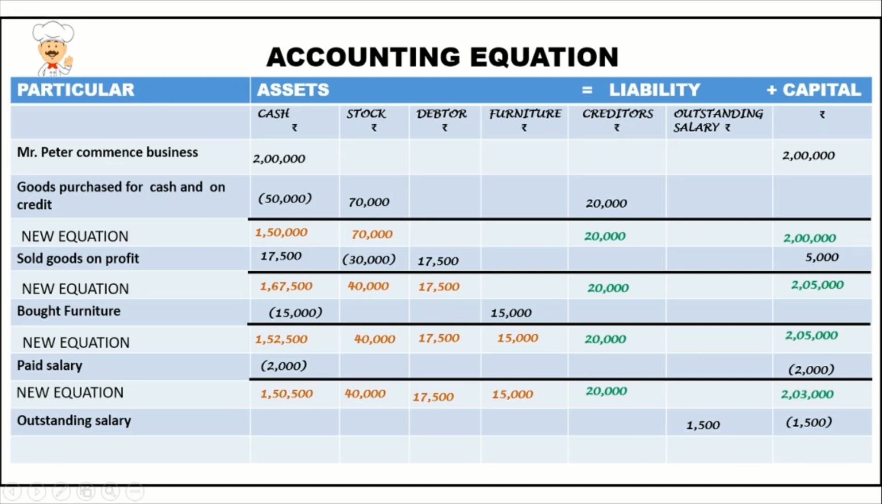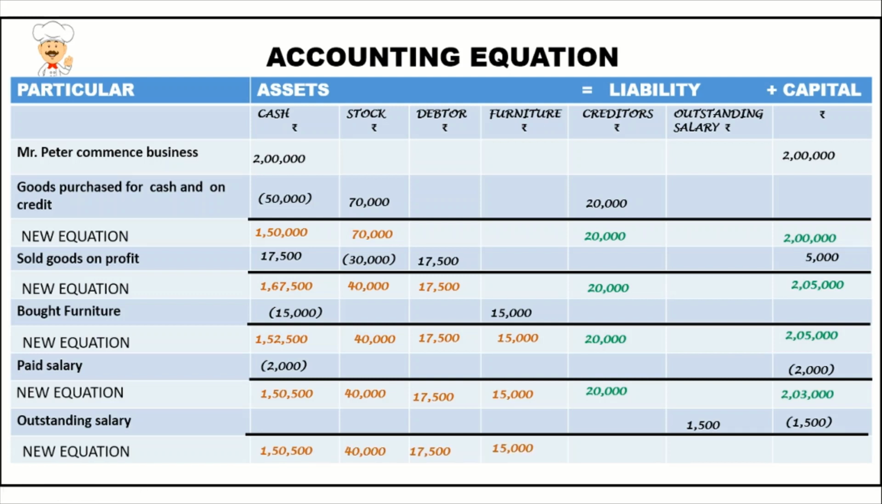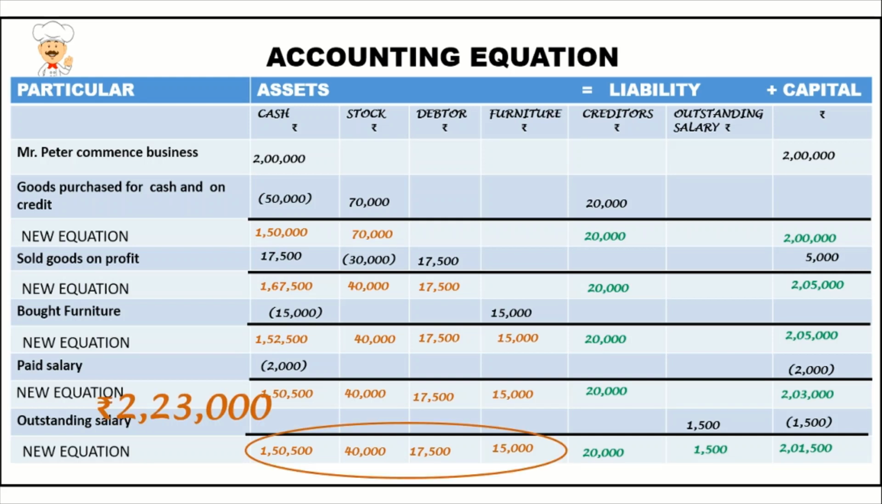So let's see the new equation. This is the final equation actually. You can see the total of the asset side is 2,23,000 and the total of liability plus capital is again 2,23,000. So this shows that every transaction has two effects and it justifies the accounting equation. You've seen that at every step it was justifying the accounting equation.